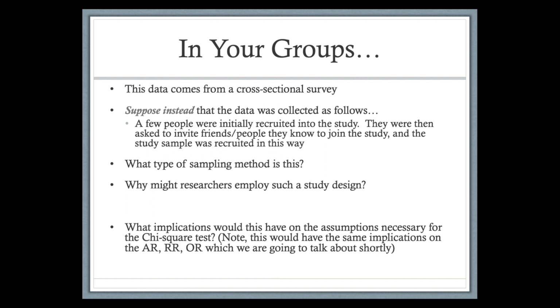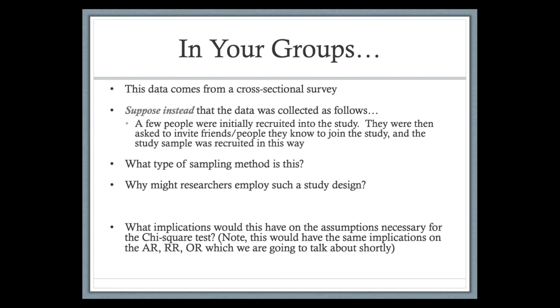Let's suppose that instead the data was collected as follows. They got a few women to join the study, and then they asked them to invite friends. There's usually some incentive for them if they bring people into the study. Then those people who come in invite their friends, and those people invite their friends. They continually invite more people to be in the study, with some incentive program for people who bring new recruits into the study. So we want to think about what type of sampling method this is.